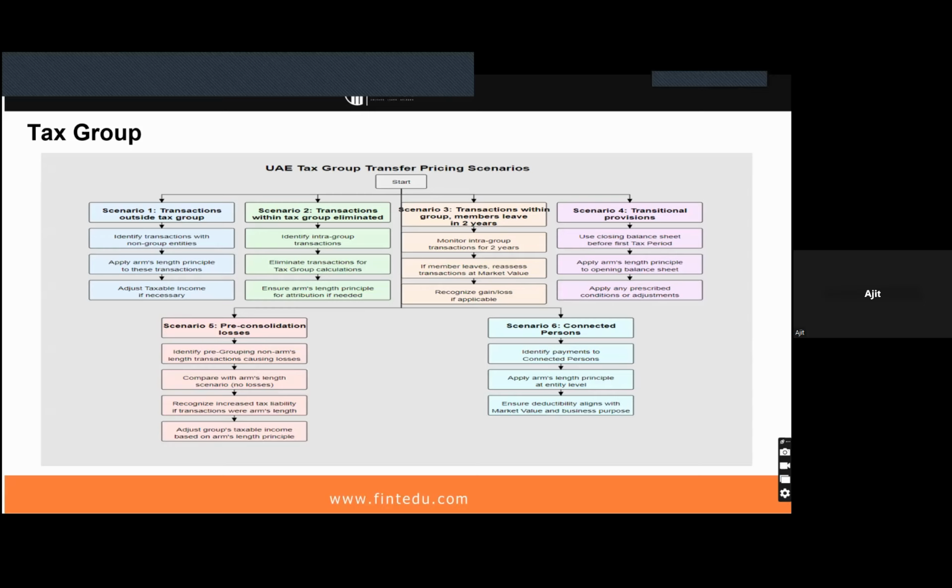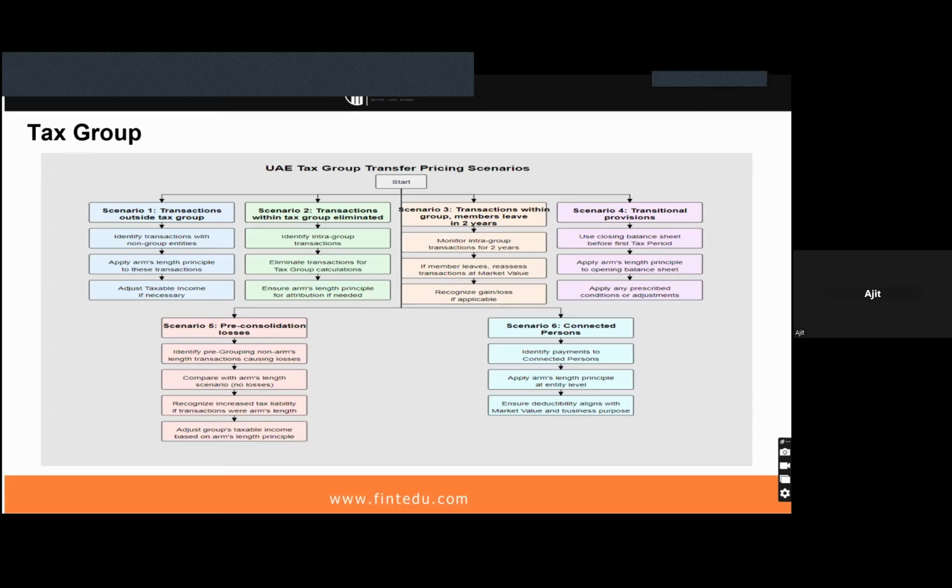So if there are losses in the pre-consolidated period, let's say in 25 the tax group is formed, in 24 there are losses, and those losses are on account of a non-arm's length situation, then such losses can be carried forward but might be disallowed because you have not done the transaction on an arm's length basis. So this is very important.